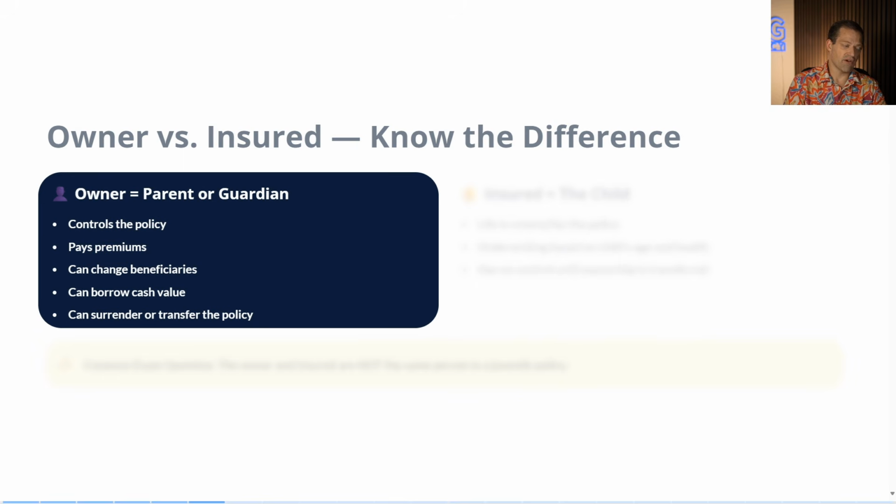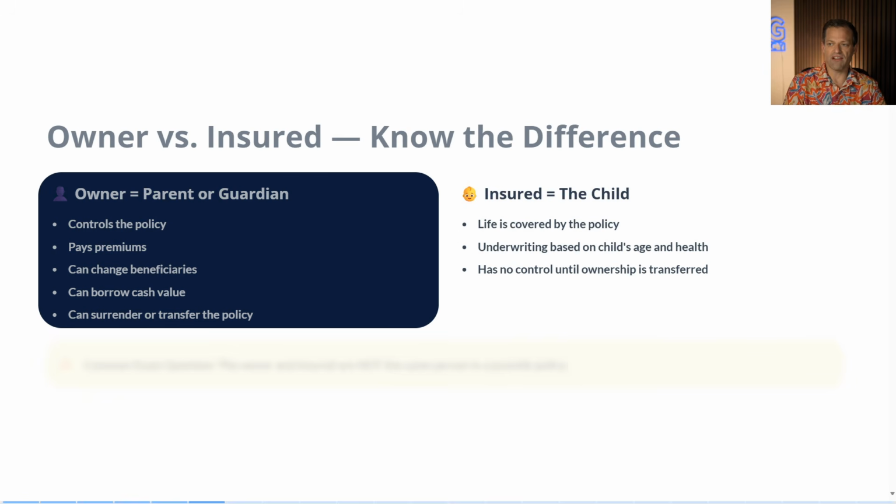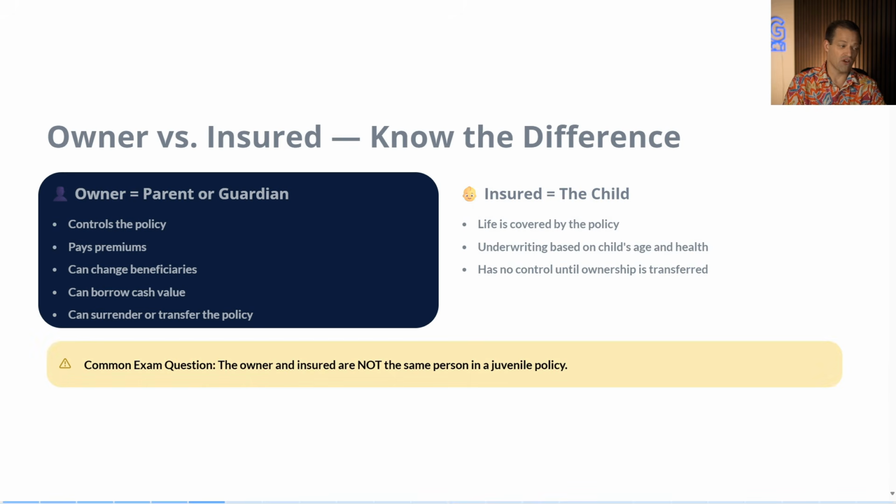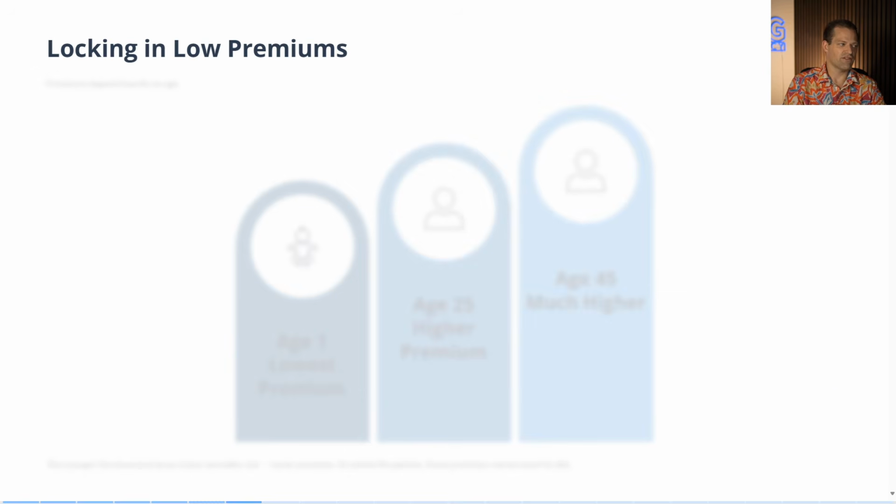The owner is the person who controls the policy, pays the premiums, they can change beneficiaries, can borrow cash value on the plan, and at any time surrender or transfer the policy. Insured, of course, is the child. That's the life that's covered by the policy, and the underwriting is based on the kid's age and health. Has no control over the policy until it's transferred over. So understand this is where owner and insured are typically tested. Know the difference, especially for a juvenile policy.